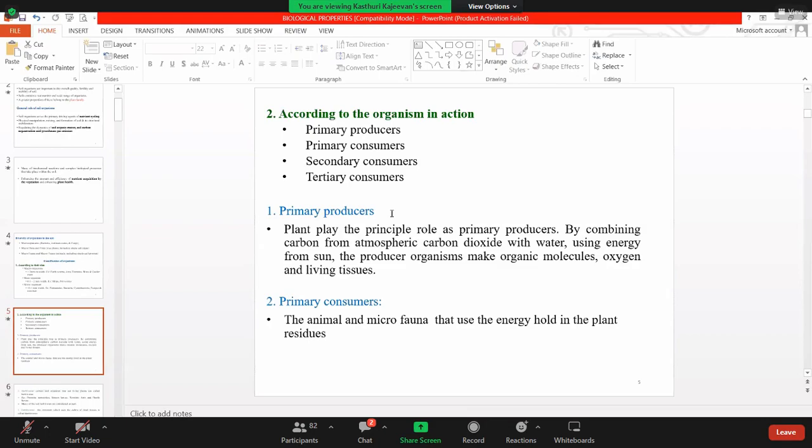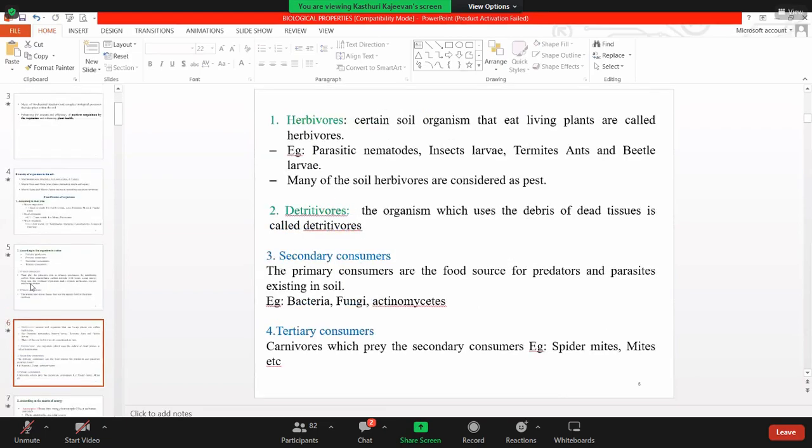And second one, primary consumers, the animals or microfauna that use the energy held in the plant residues. Next, we can classify these primary consumers into two: herbivorous or detrivorous. Herbivorous means normally dealing with vegetation, no? Certain soil organisms that eat living plants are called herbivorous, and these are the examples. And detrivorous means organisms that eat dead tissues.